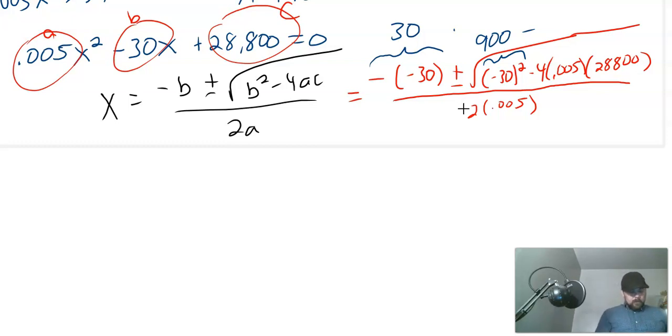And we're going to have 4 times 0.005 times 28,800. It's going to be 576.